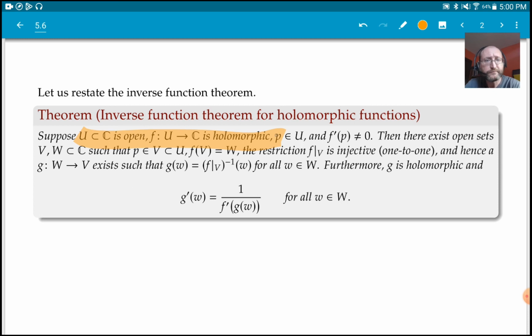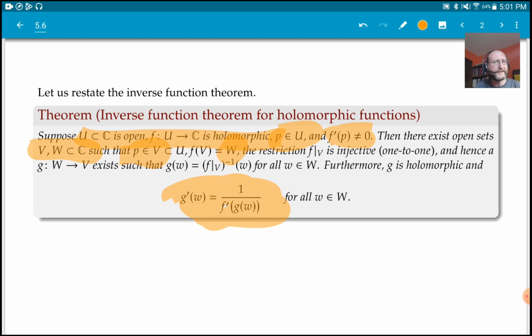And we have some point P in U where the derivative is non-zero. Then there exist open sets, a neighborhood V of P, and W, which is the image of V under f, and the restriction of f to V is one to one, so it's invertible, and the inverse is actually holomorphic, and then we can even compute the derivative. So this is the local version.